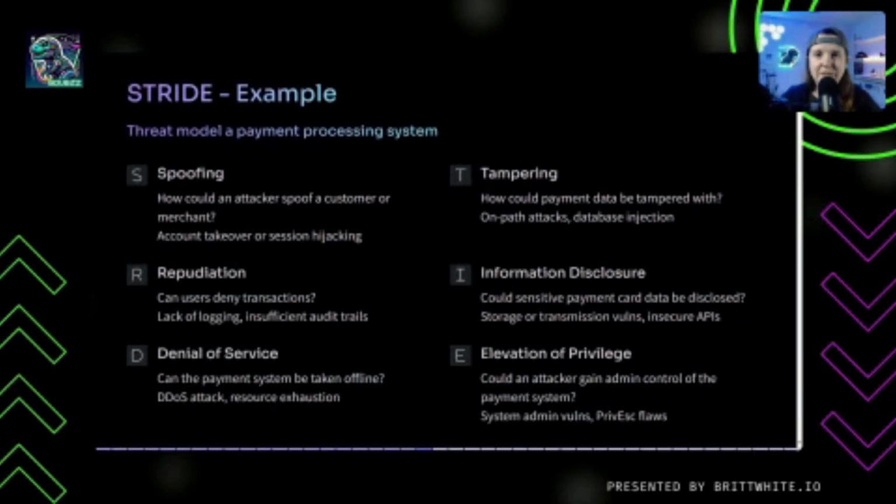And then finally, elevation of privilege. Could an attacker gain administrative control on the payment system? This would be exploiting vulnerabilities in system administration interfaces. Or maybe there's some privilege escalation flaws. This is the mindset and thought process you should have while walking through a STRIDE threat modeling exercise. Now let's take a look at PASTA.